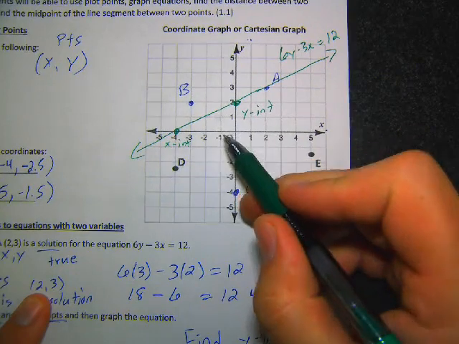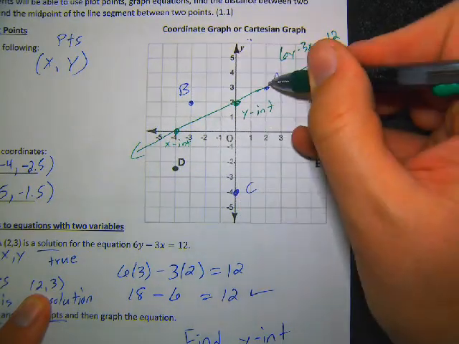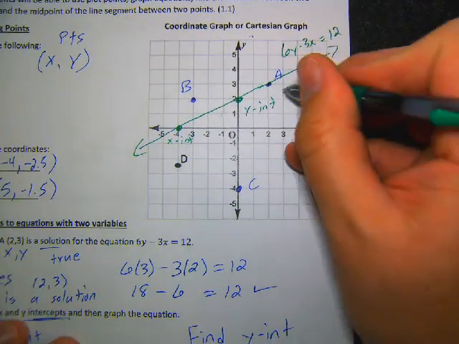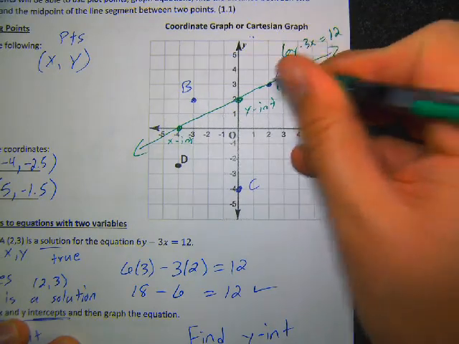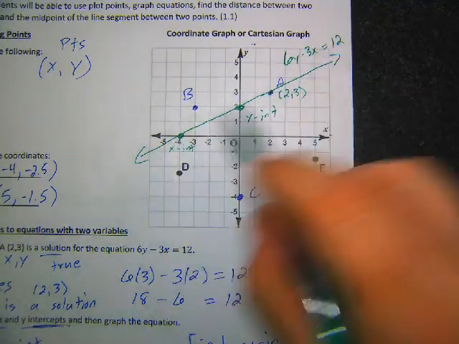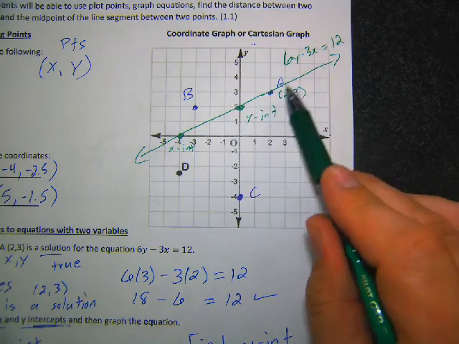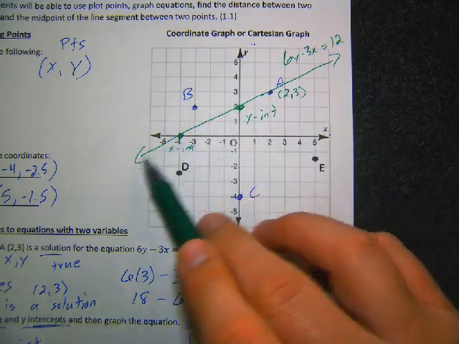Since we knew 2, 3 was a solution, we should know that if we go 2, 3, right there, it's actually that same point we already had. That's the point 2, 3, should be on that line. So when you graph lines, you're actually just graphing a whole set of solutions. Every point on this line is a solution.